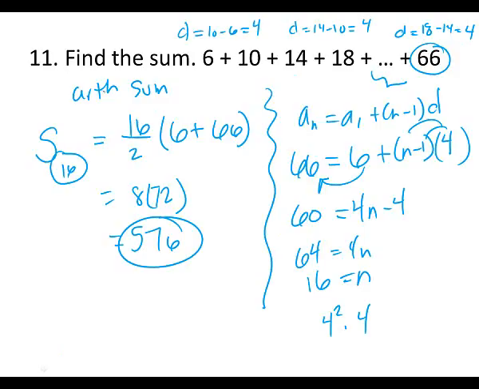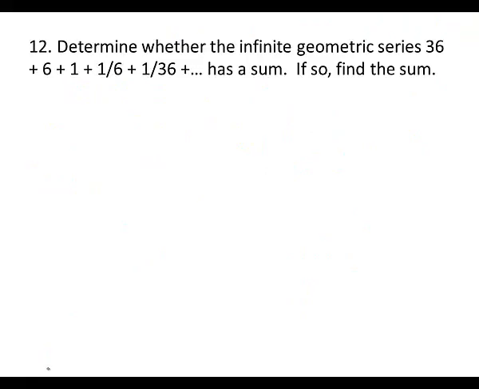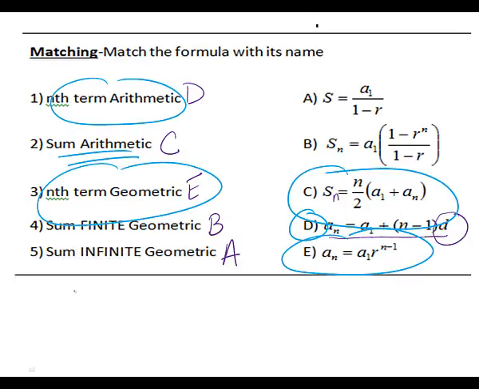This is the arithmetic sum, and you also needed your arithmetic a sub n. All right. Look at the words in the problem. Determine whether the infinite geometric series has a sum. So the first thing I want to do is locate my infinite geometric series formula. There it says infinite geometric series, and that's the formula I need to use. If you get those matched right, the test should be pretty easy. You should have all the formulas there for you.